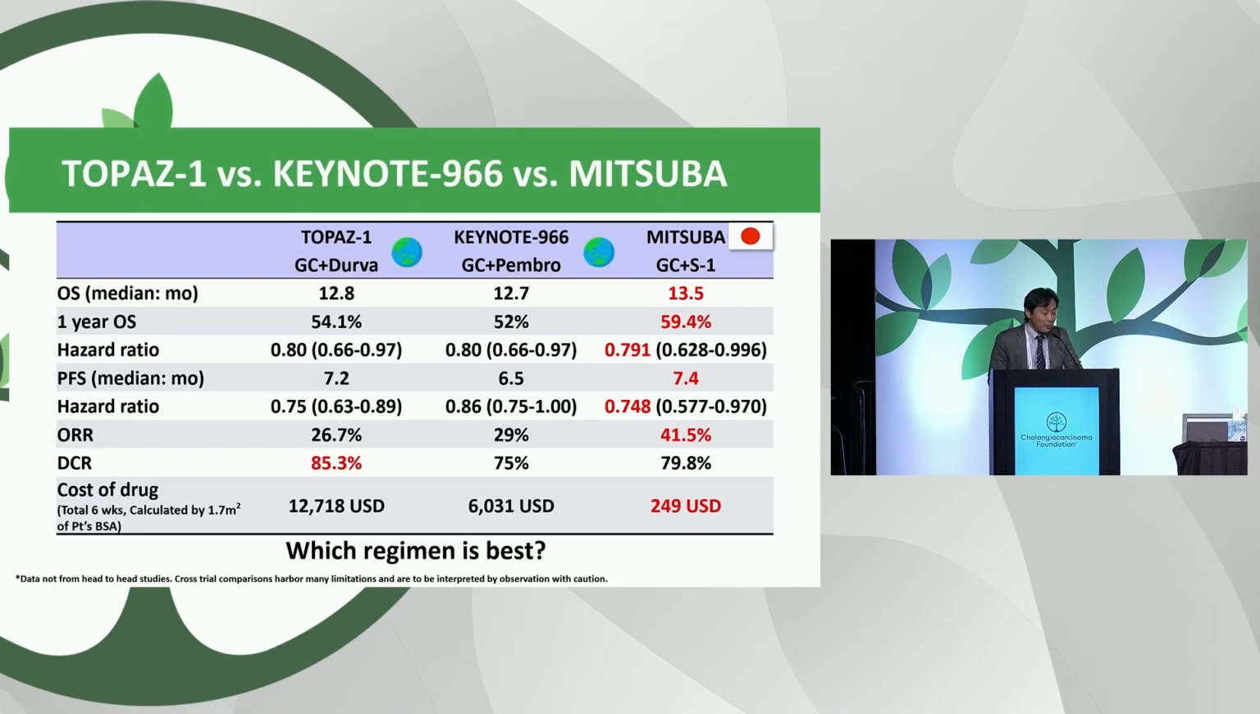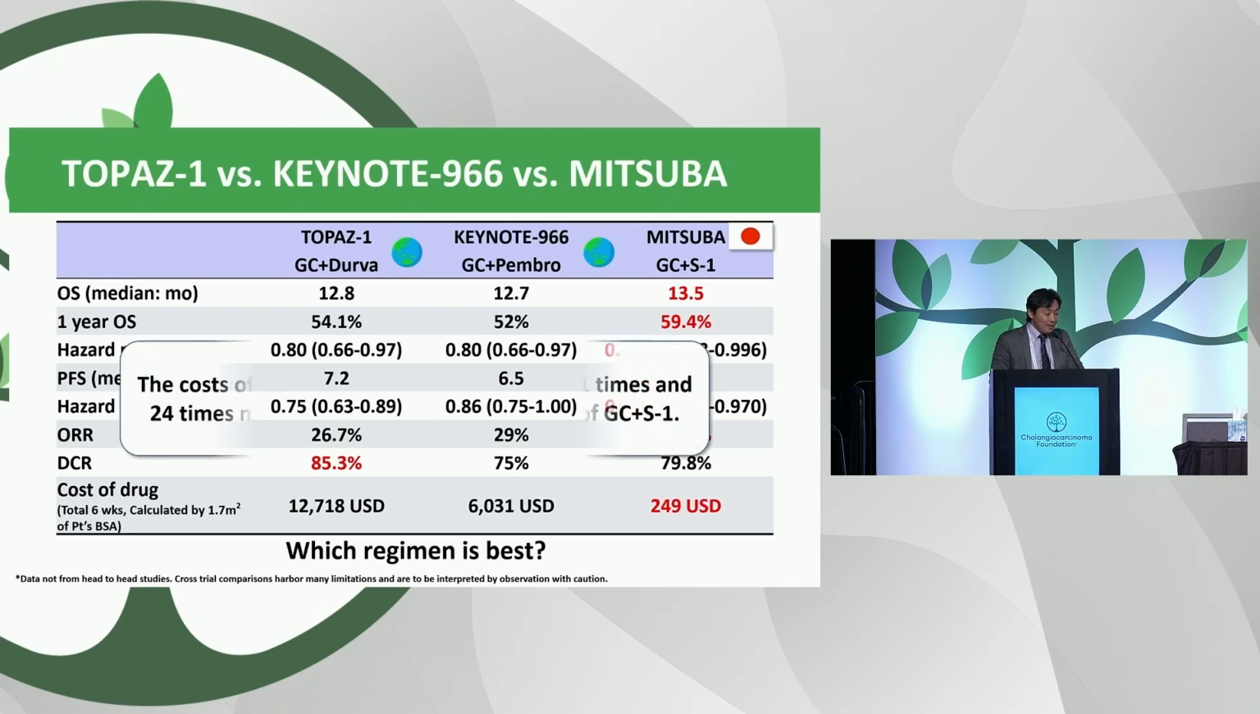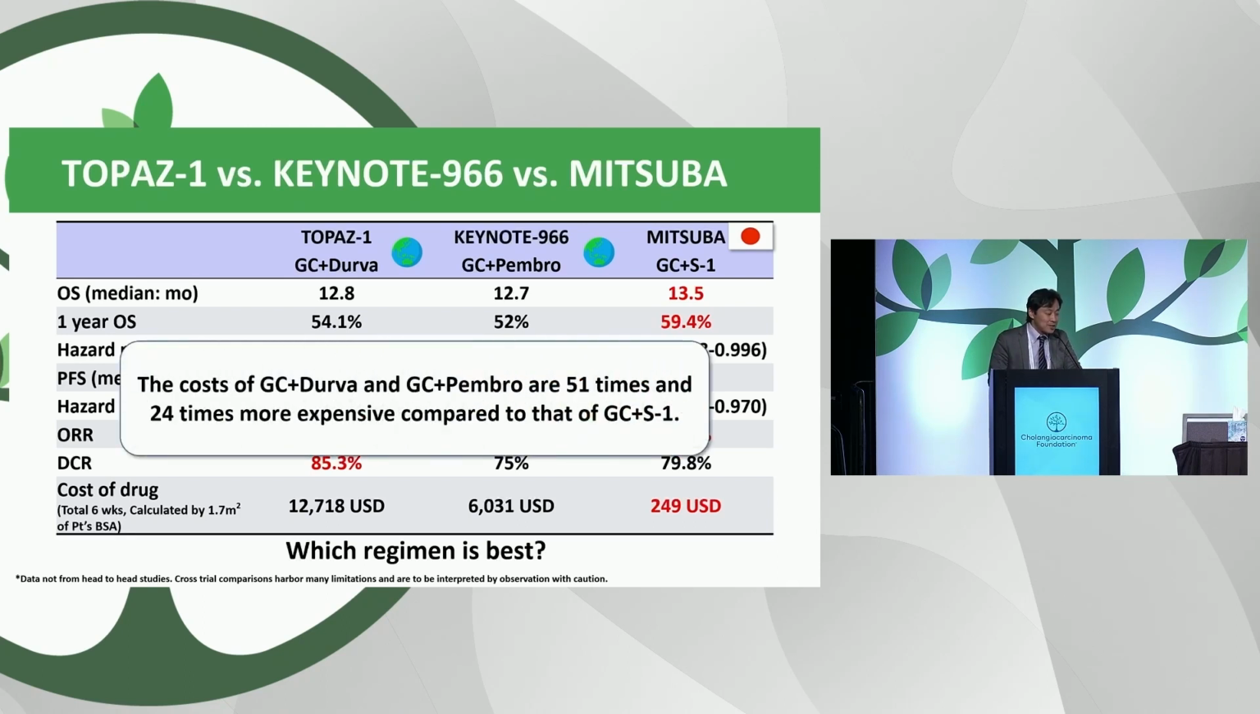The cost of the drug is $12,000 in GC Durva, $6,000 in GC Pembro, $250 in GC plus S1. So the cost of the GC Durva and GC Pembro were 51 times and 24 times more expensive compared to that of the GC plus S1.